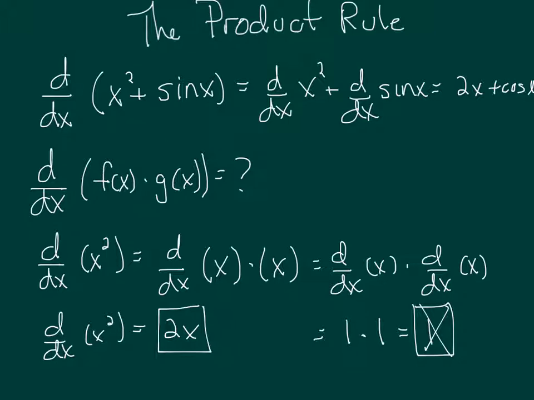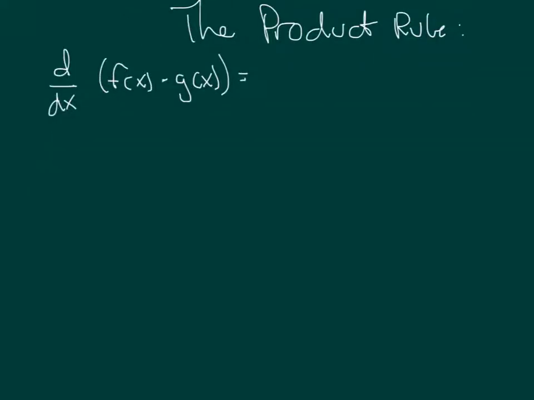So, there must be some other rule involved, and it's called the product rule. Let me show you what it is. If we're taking the derivative of two functions, in this case f of x and g of x, then we take the derivative of the first and you multiply it times the second, but then you add on the first function times the derivative of the second. So it's a little more complicated than just taking the derivative of each one.